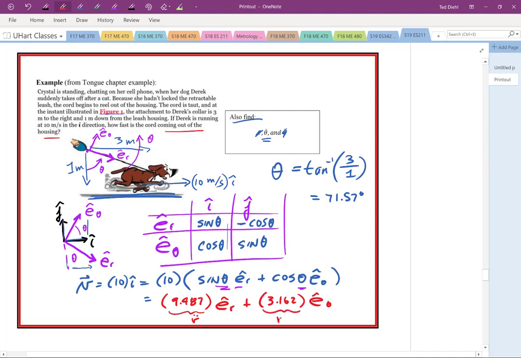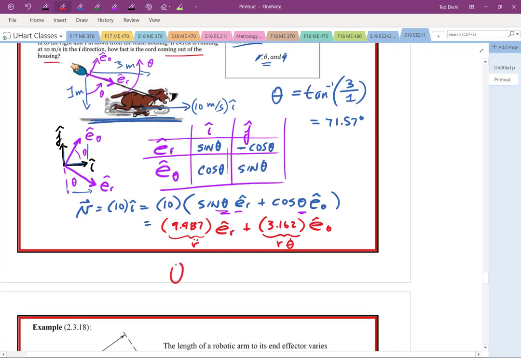Here, this component is equal to R theta dot. So if we want to get theta dot, we could take that 3.162 and divide it by R. By the way, we didn't figure out what R was going to be. It's just the square root of 3 squared plus 1 squared, right? Noticing that that's interesting enough, we're going to find out that it's going to be 1.000 radians per second, and that it's coming up this way, which makes sense, right? That this angle theta is getting bigger as the dog's running.